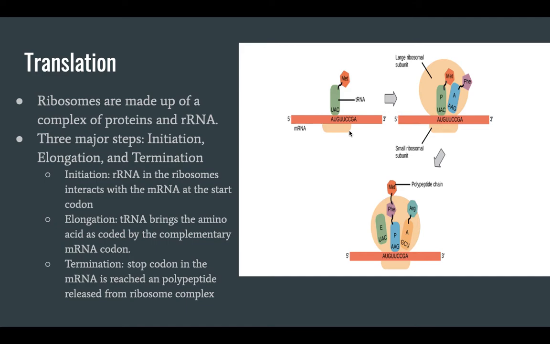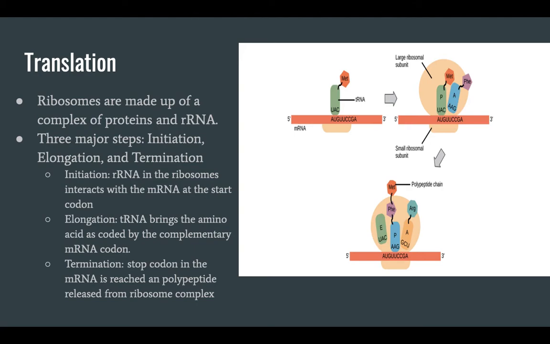Next, with elongation, tRNA brings the amino acid as coded by the complementary mRNA codon. So you can see here that the next codon, which is a triplet of nucleotides, UUC, pairs with the anticodon AAG. The tRNA that has AAG brings phenylalanine, another amino acid.